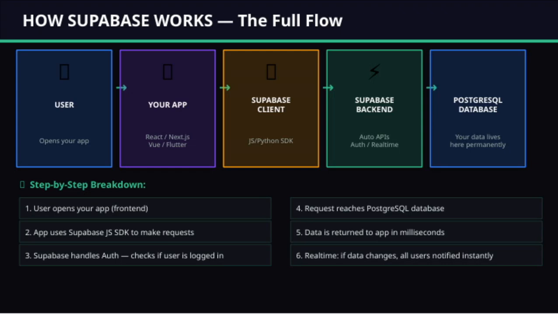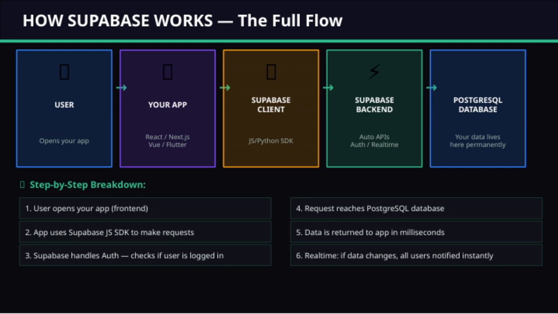Let's walk through how Supabase works step by step. First, the user opens your app, which is the starting point. From there, the app communicates with the Supabase backend using the JavaScript SDK. This SDK makes it easy to send requests and handle responses. Next, before any data is accessed, Supabase handles authentication to check if the user is logged in. This is crucial for security and access control.